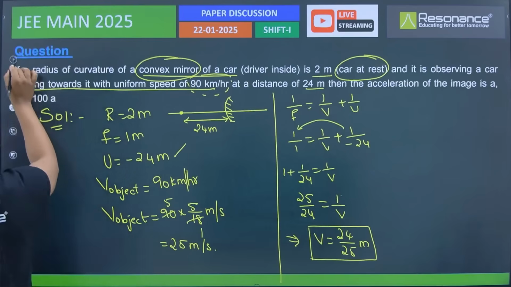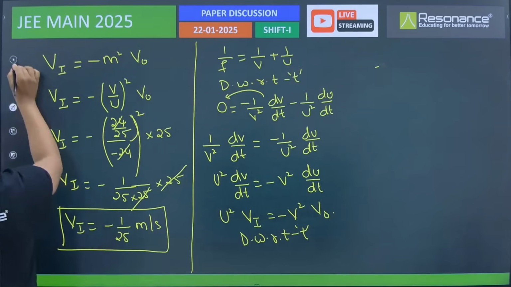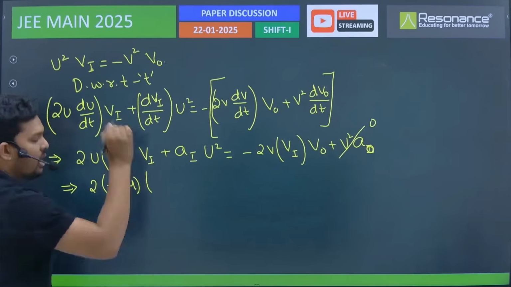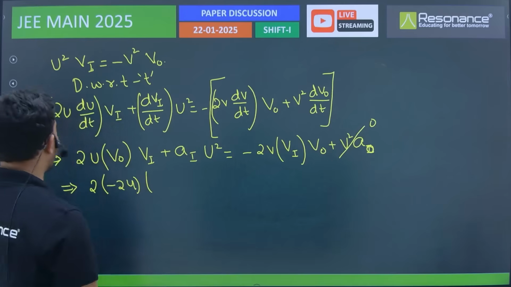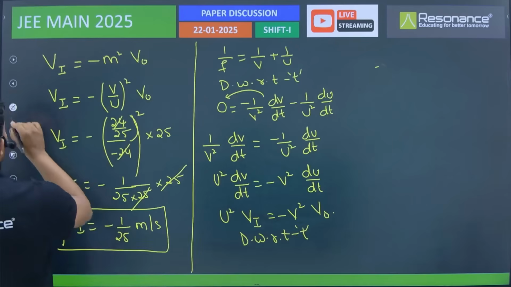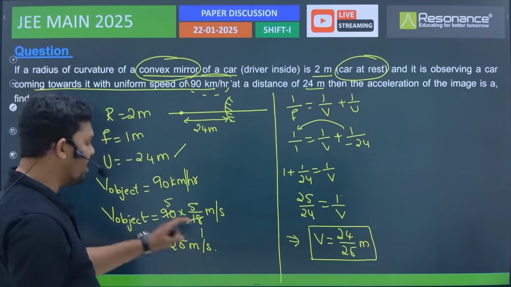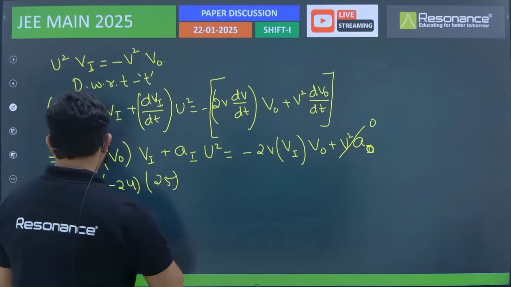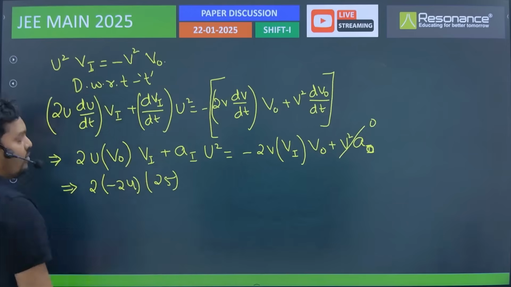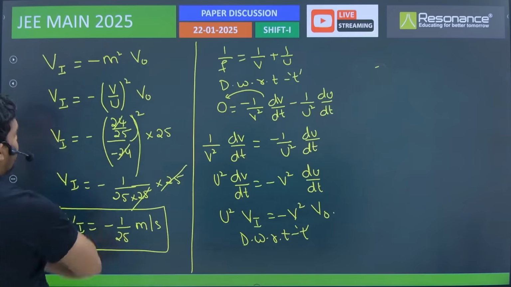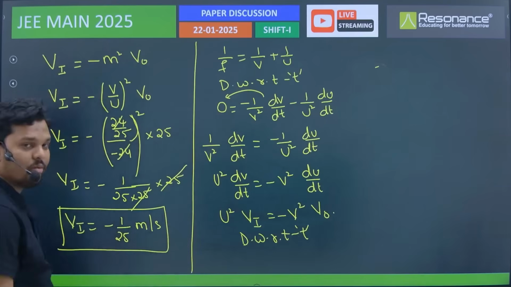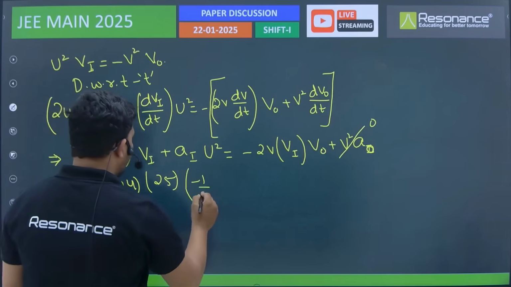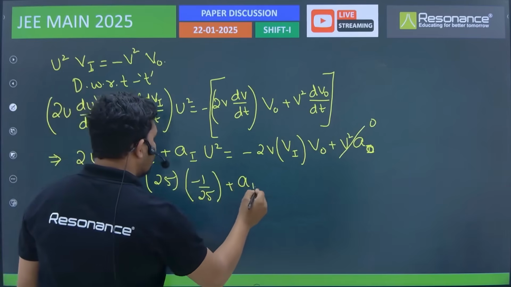So let us substitute all these parts directly into this particular equation. Now the object distance is going to be minus 24, so I wish to substitute that minus 24. Now I have to take the velocity of the object. Already you know that the velocity of the object, we solved that, is going to be 25 meters per second. So I wish to take that 25 meters per second. Plus, we can also take the velocity of the image. We already simplified it in the last slide. The velocity of the image is going to be how much? Minus 1 by 25. Plus the acceleration of the image is the one which we need to know.